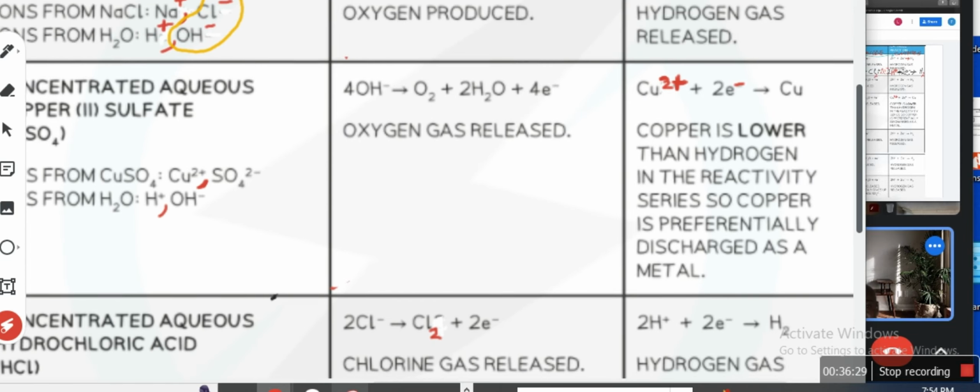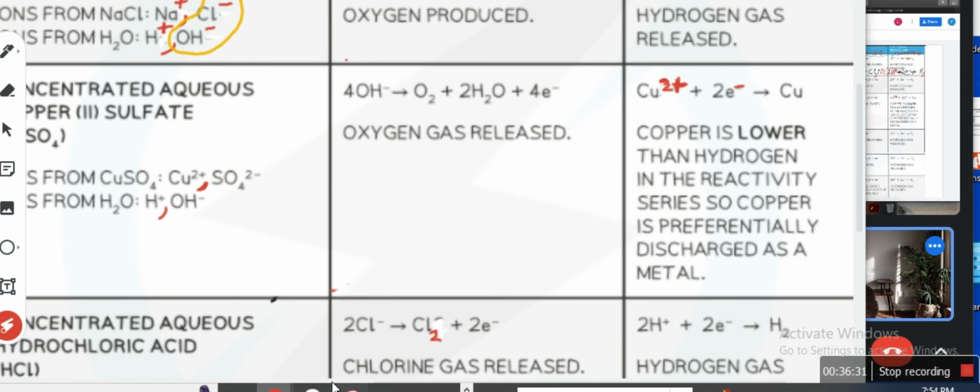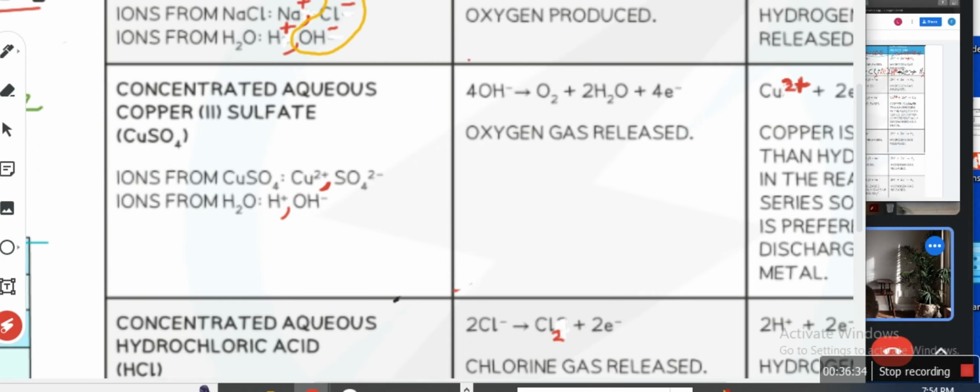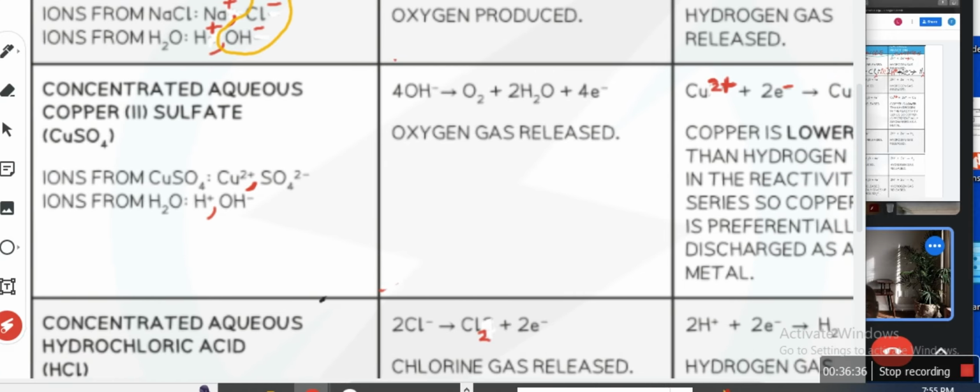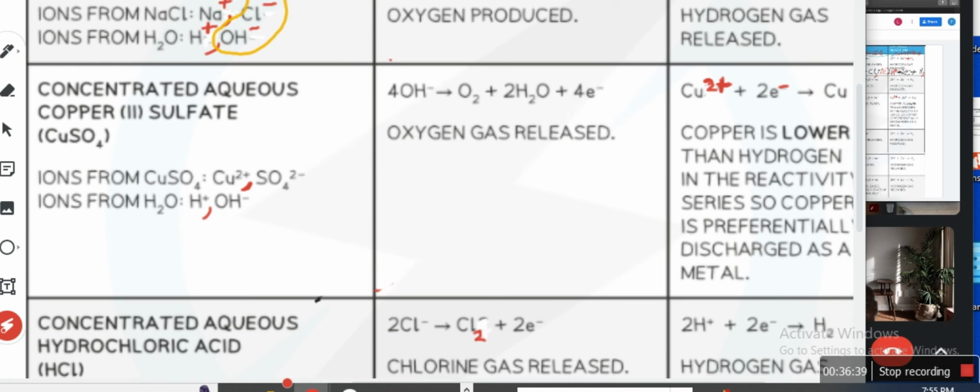I just want to show you something. Look at this one that has copper in it, the one I'm circling here. Concentrated aqueous copper sulfate. First of all, what are the ions from the copper sulfate? You have copper 2 and you have sulfate. What are the ions from water? Hydrogen and hydroxide.